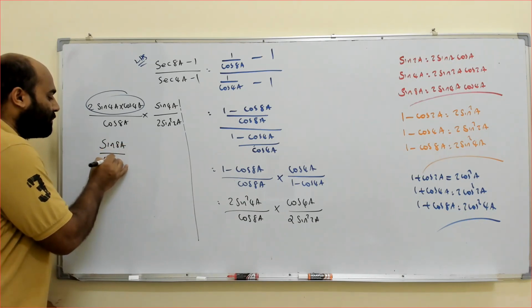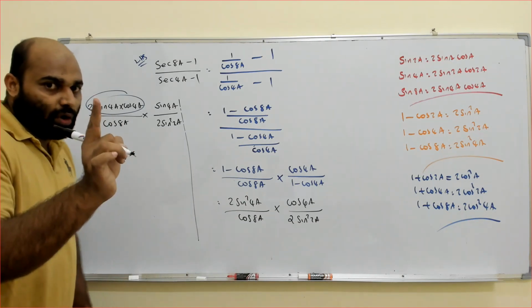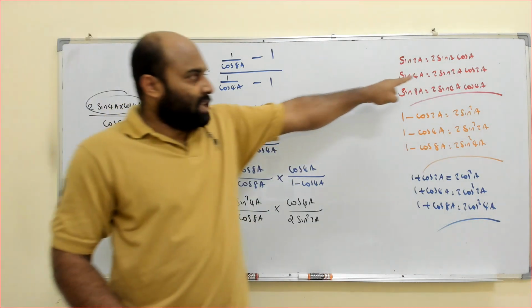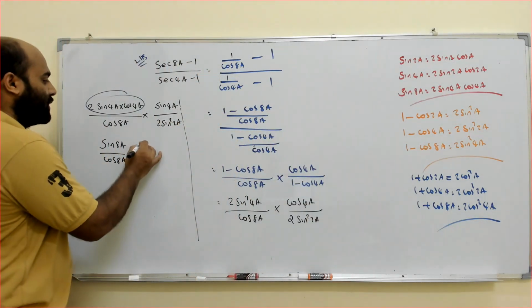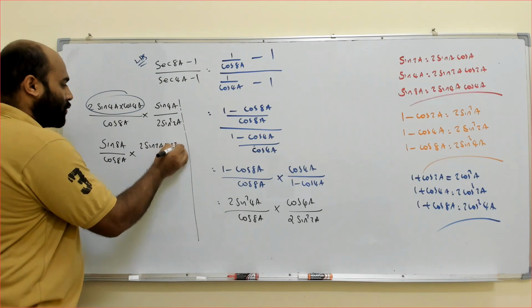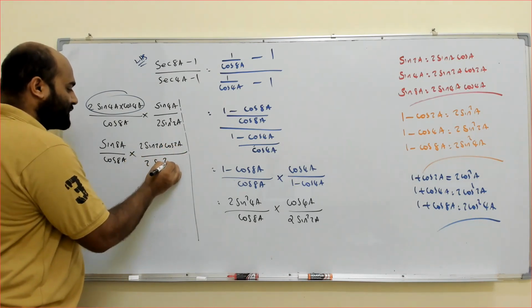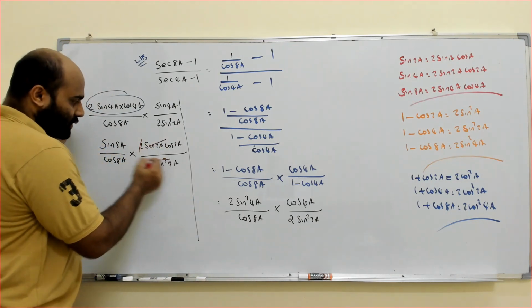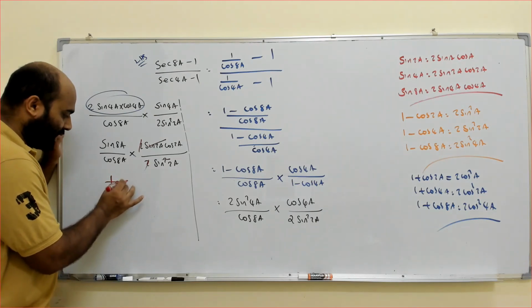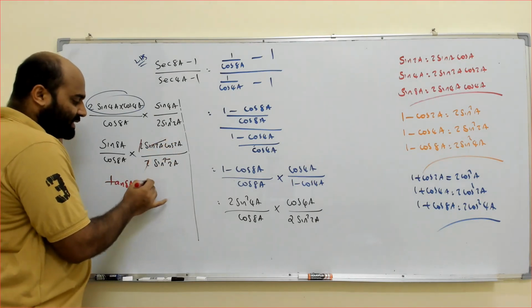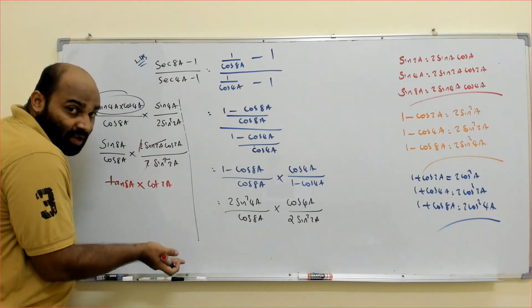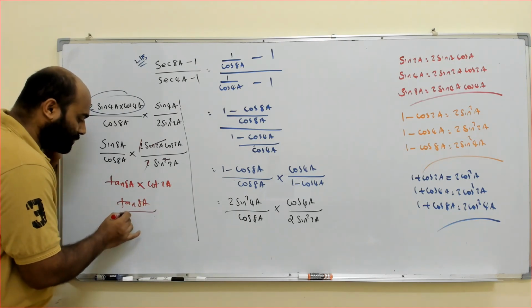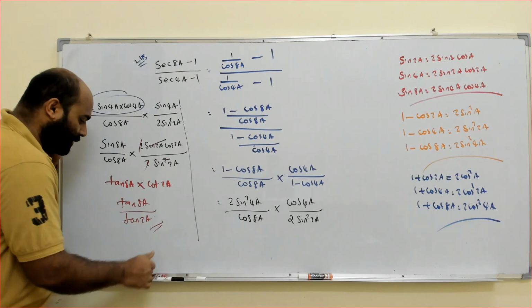See, sin 8a by cos 8a is tan 8a. We want to get tan 8a. You might remember that one from our proof question. Sin 4a you can write as 2 sin 2a into cos 2a, divided by 2 sin square 2a. Now start the cancellation. You will get the 2 cancelled, and one sin also cancelled. Sin 8a by cos 8a is tan 8a, into cos by sin, which is cot 2a. When we bring cot down, it will be tan. So this will be tan 8a by tan 2a. I hope you understood all this.